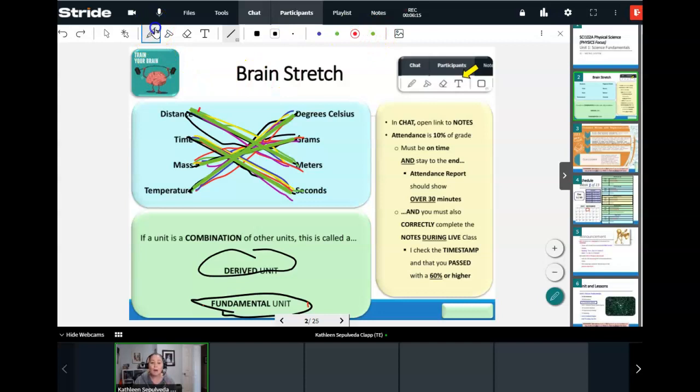Now, coming down here, if a unit is a combination, and this is what's important here, when we talk about combinations, that means more than one unit. This is called what? It is called a derived unit, okay? Fundamental units are right here. These are all our fundamental units, the base of our units. But when you have more than one of those, for example, what we talked about yesterday, kilograms times meters per second, then that would be a derived unit, because you have multiple units there, okay? So nice job with that one. It is going to be a derived unit.